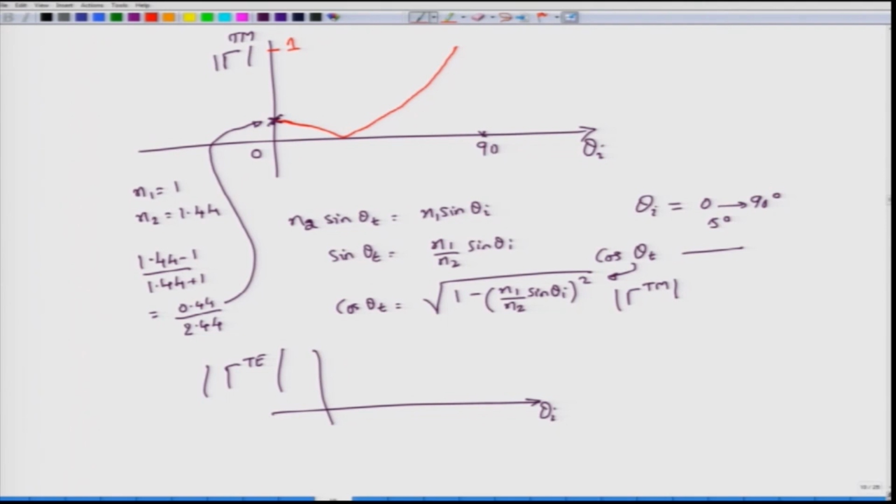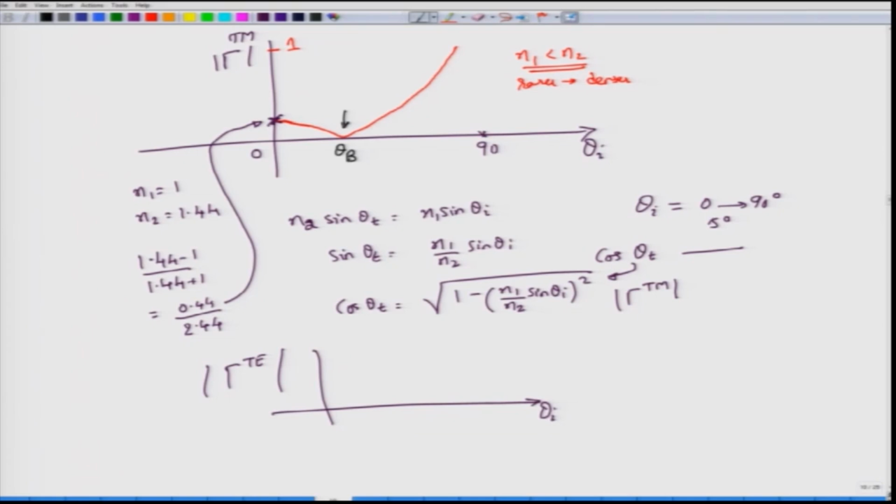This is not a surprising fact. This was the case where N1 was less than N2 and you are going from what is called the rarer to the denser medium. It is not surprising that at 90 degrees you would actually get 1, the equations would also nicely predict that. But what is interesting is this case. At some angle between 0 and 90 degrees, which we call theta b, the reflection coefficient actually becomes equal to 0. So, there is completely no reflected light.